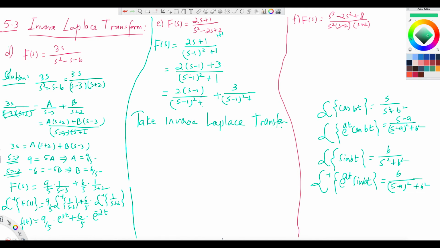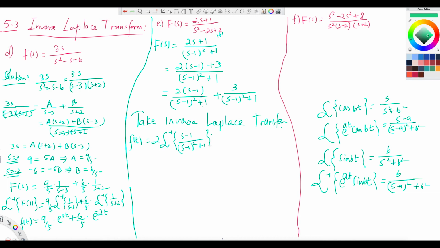So what I want to do next is split the numerator: 2 times s minus 1 over s minus 1 squared plus 1, and then 3 over s minus 1 squared plus 1. Now I want to take the inverse Laplace transform. If you take the inverse Laplace transform of F of s, you will get f of t, right? F of t equals, here you can pull the 2 out and then take the inverse Laplace transform of s minus 1 over s minus 1 squared plus 1.